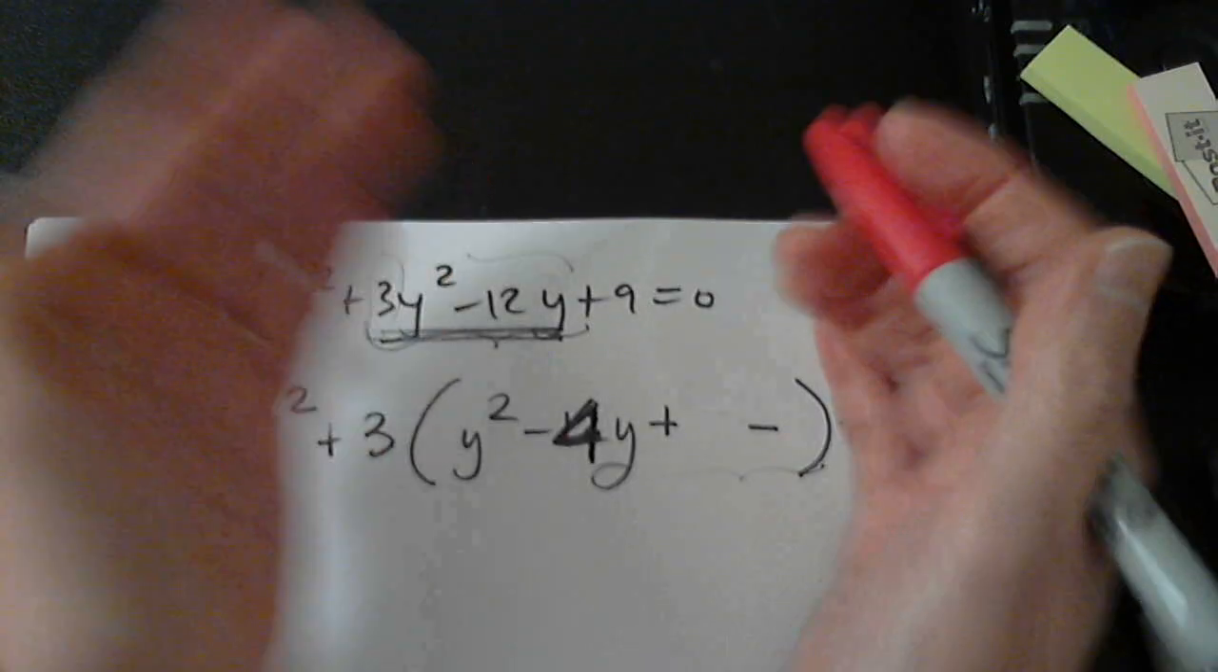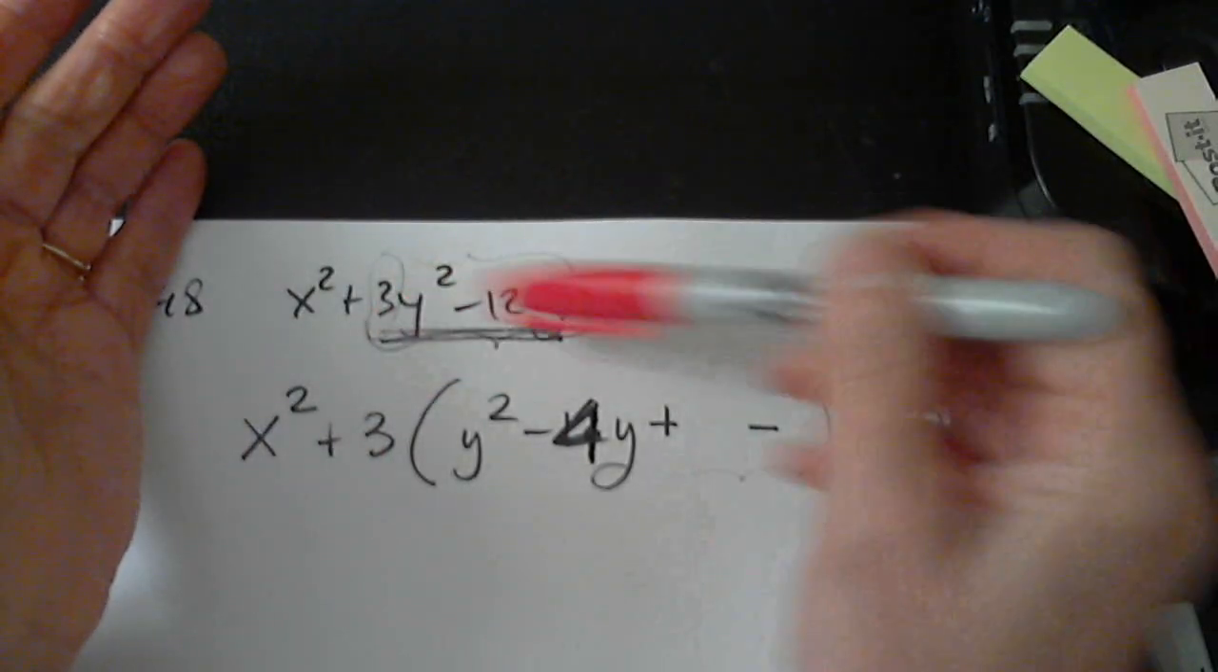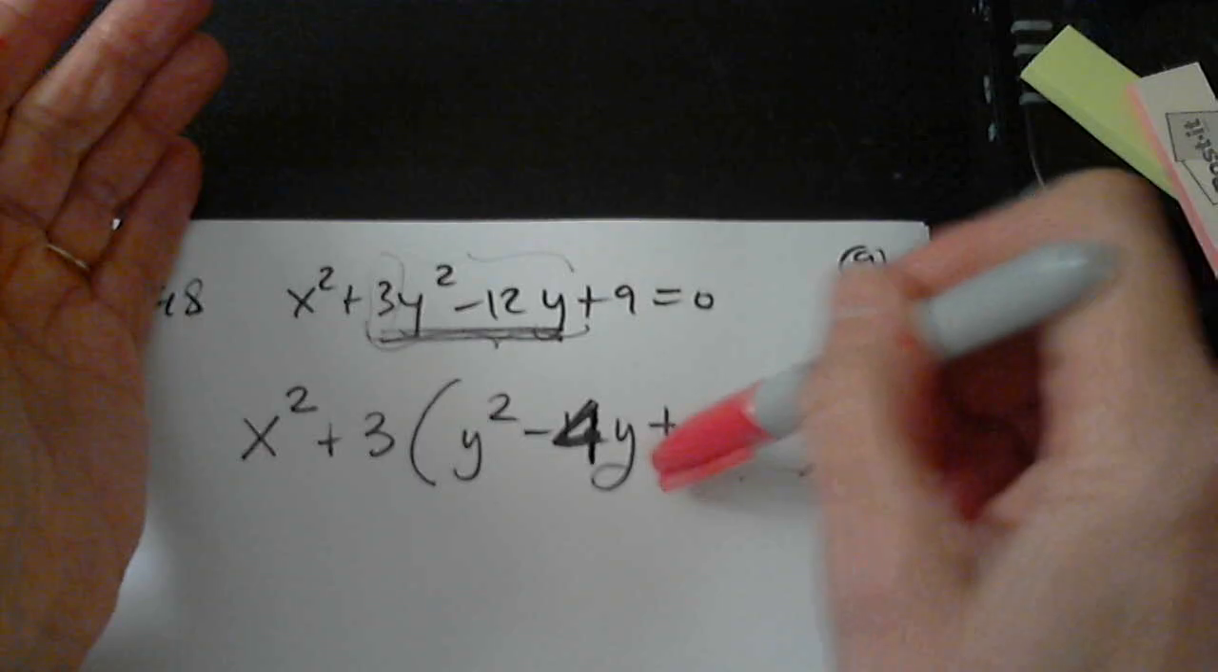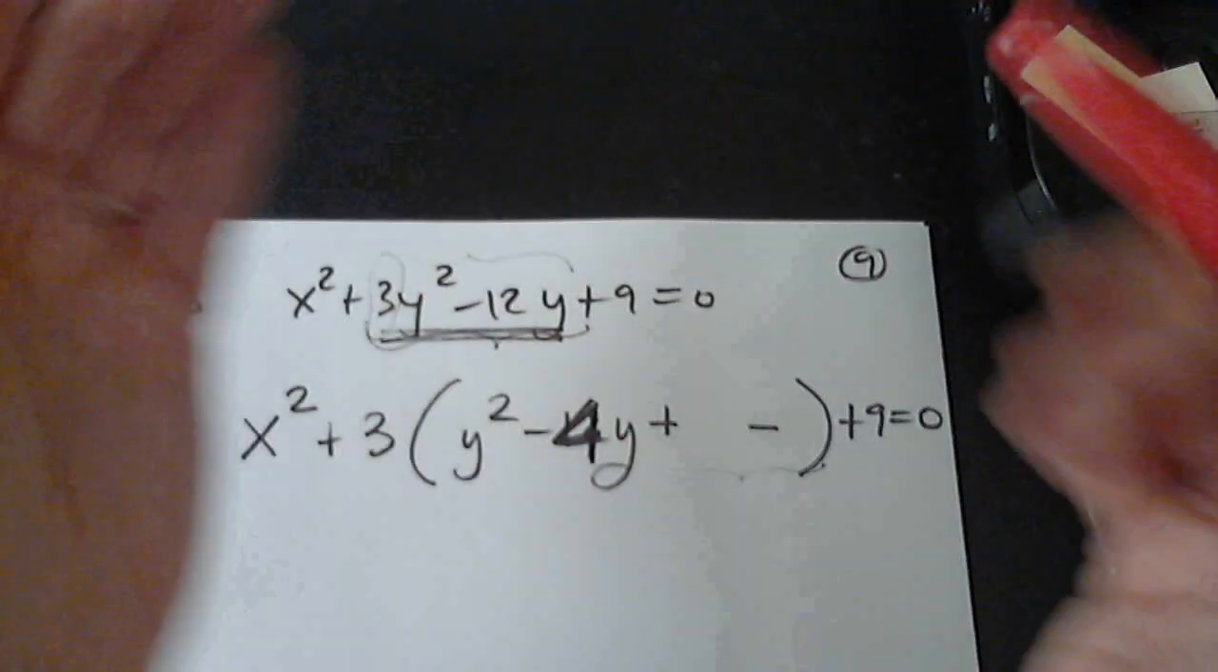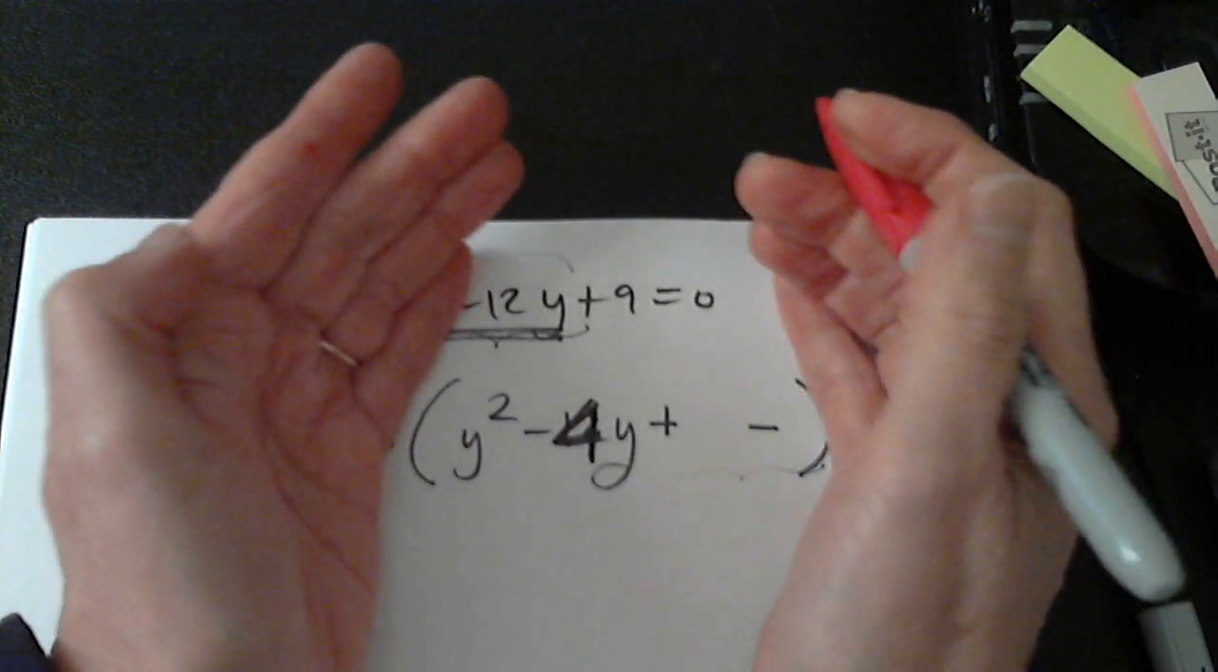Yes, of course. I factor out 3 from these two terms. It's 3y squared minus 4y. 3 times y squared is correct, and this times this is correct. My mistake. Okay, perfect.